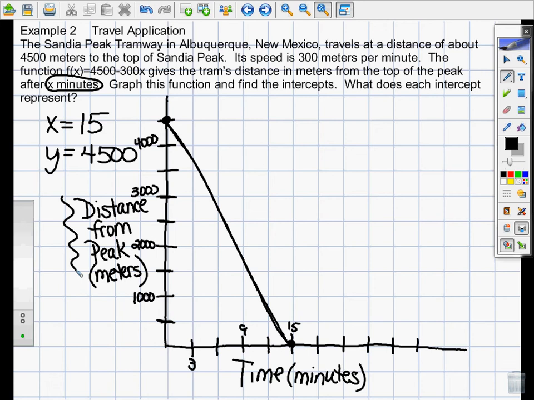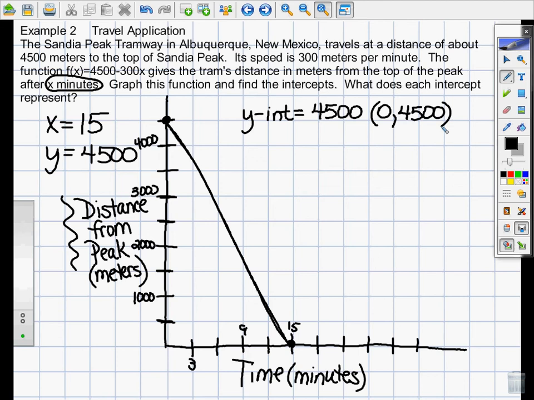Okay, let's start with the y-intercept. That might be easier, I don't know. Let's just take a look. Our y-intercept is 4,500. So if we look at the actual name of that point, which is (0, 4,500), both of these numbers, the 0 and the 4,500, have meaning.